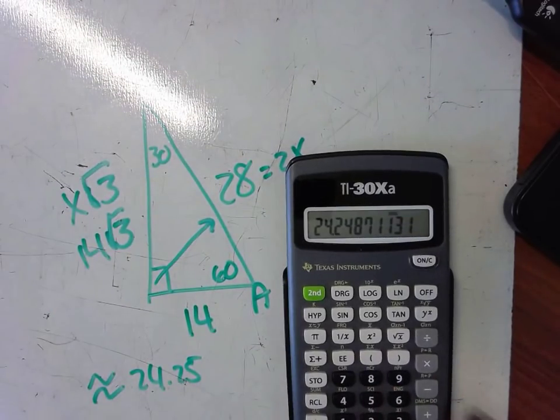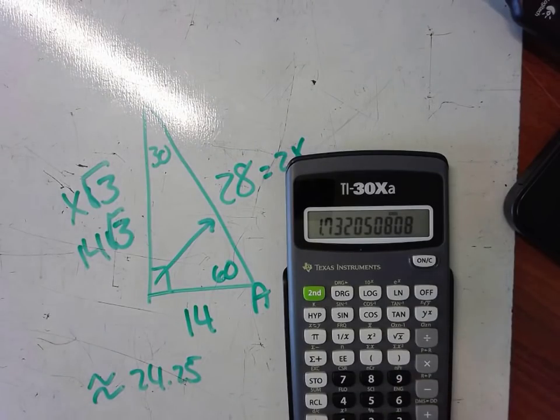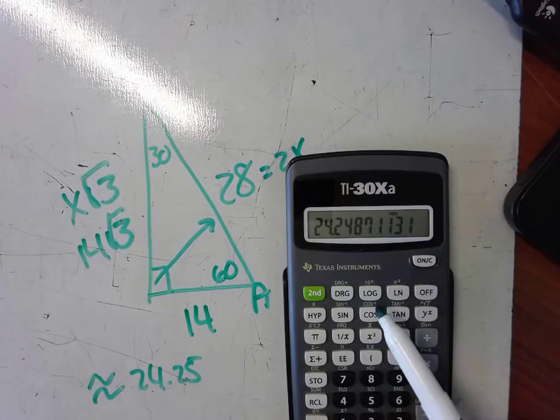Again, typing that in the calculator is going to be 14 times. You have to type the number first, then take the square root of it. So that's the square root of 3. I'm still multiplying it by 14, so when I hit enter, there's the answer.